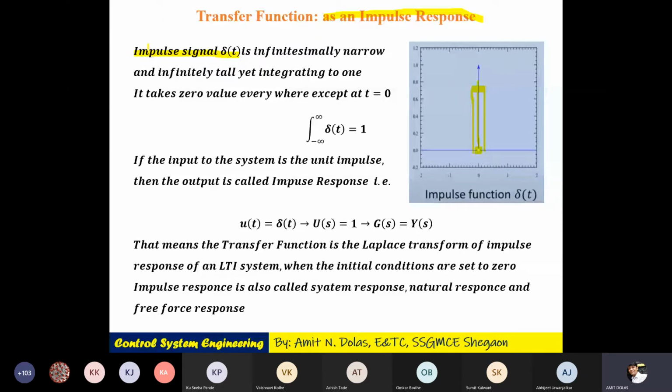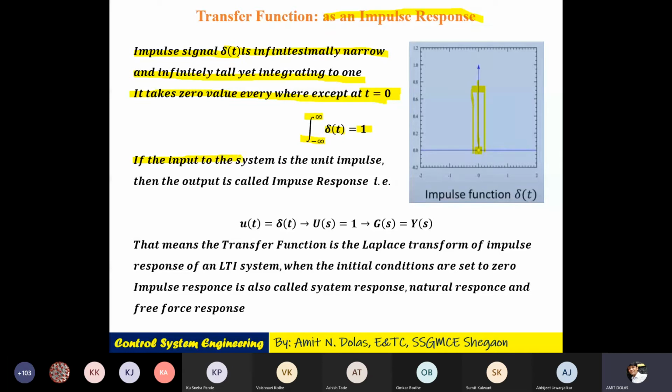So the impulse signal, delta of t, is intentionally narrow and infinitely tall. It integrates to 1. It takes the value 0 everywhere except at t equal to 0, where it does not remain 0. And its integral, that is the area, will be equal to 1. That's why its response is 1.